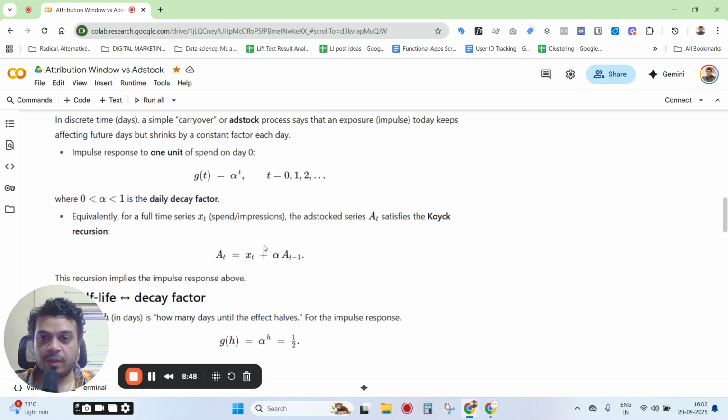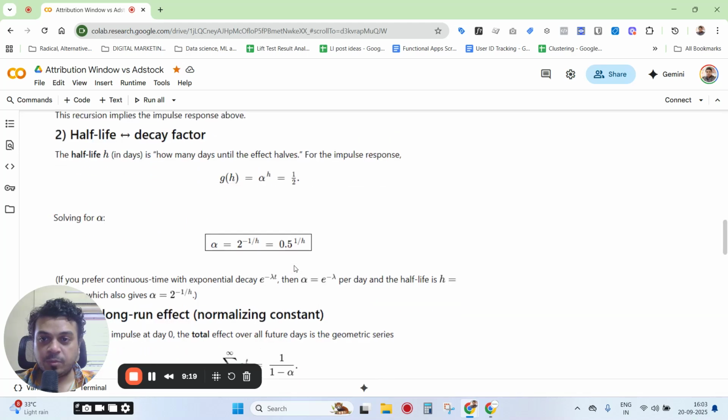Suppose you have the time series x_t. You will not just multiply simply by the ad spend, but you will multiply the ad spend here, as you can see, with the decay factor times the ad stock at t minus 1, which is the ad stock at the previous time period. This is why it's called a recursive effect. There's a recursion here. So ad stock at time period t is the ad spend at t plus the decay factor multiplied by the ad stock at time t minus 1.